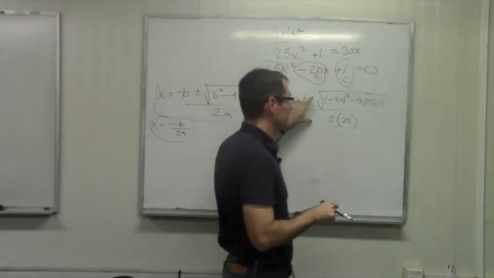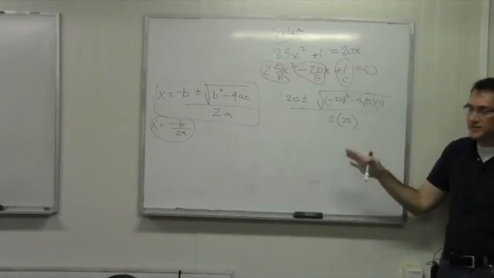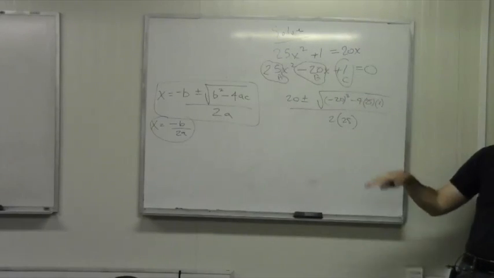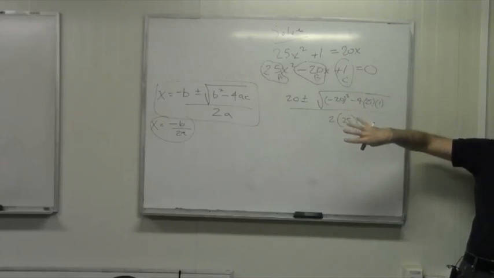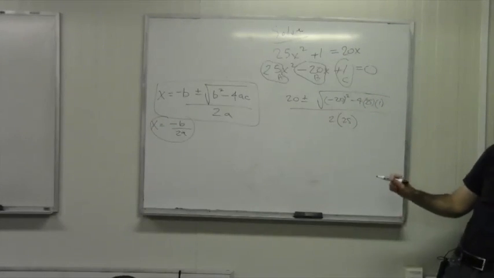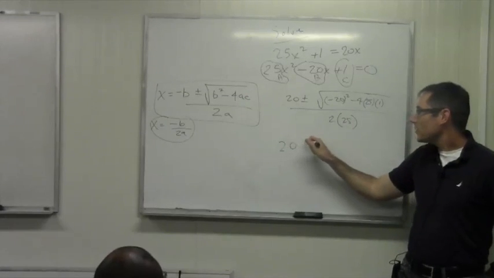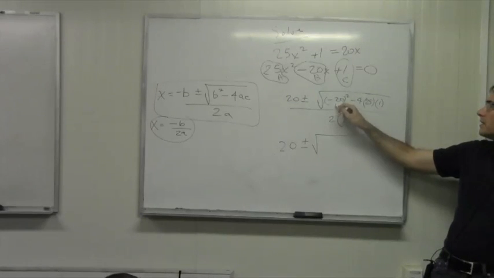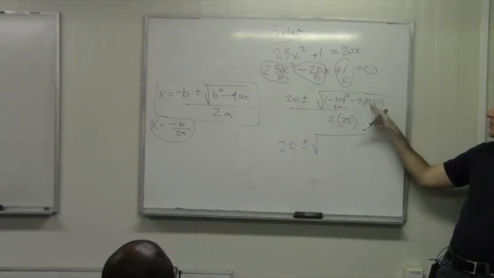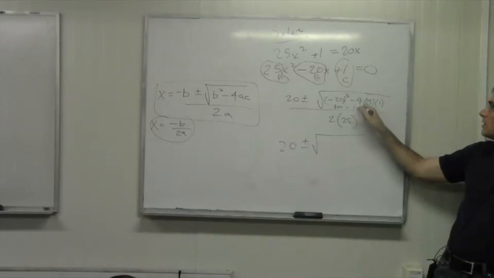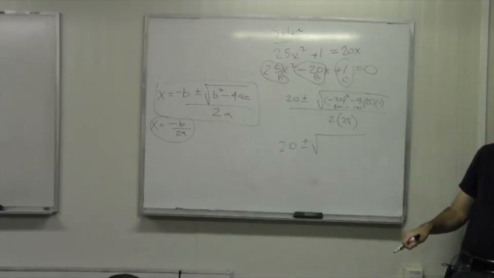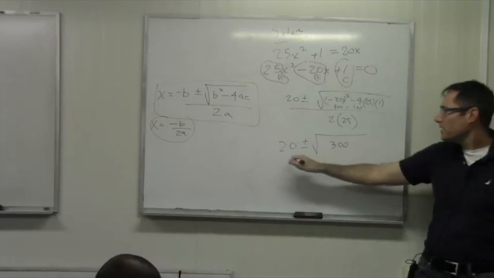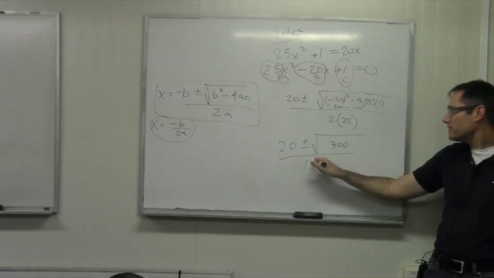Okay, once you solve all this, if this becomes a radical that you can't do, don't bother plugging it in your calculator. Just leave it in this form if you want. I'm perfectly happy with that. I'll give you full credit for that. But you need to do a little bit more here. 20 plus or minus the square root of, okay, 20 squared is 400. 4 times 25 is 100. So that's going to be the square root of 300 up there, divided by 50.